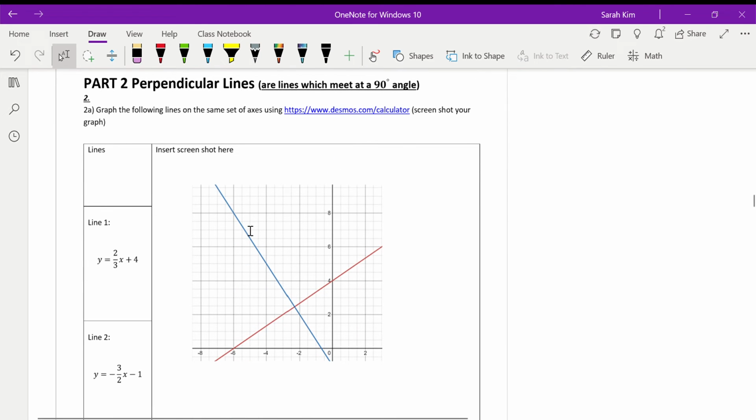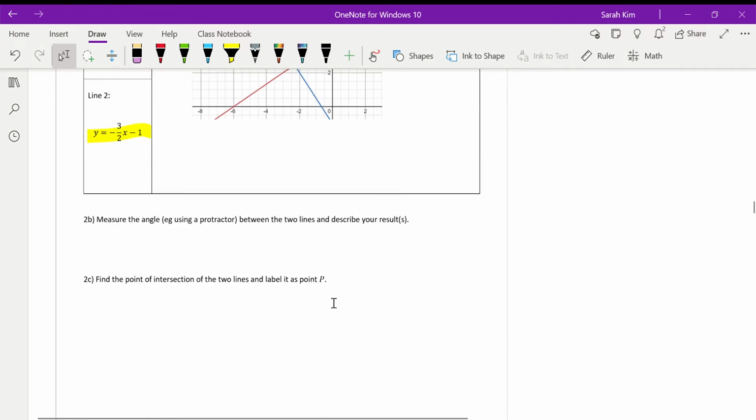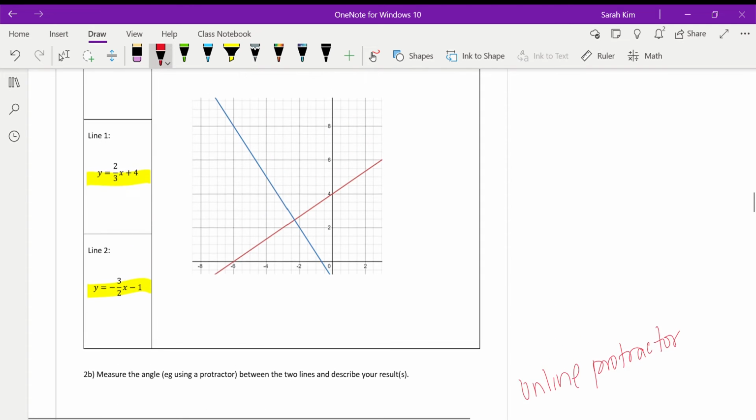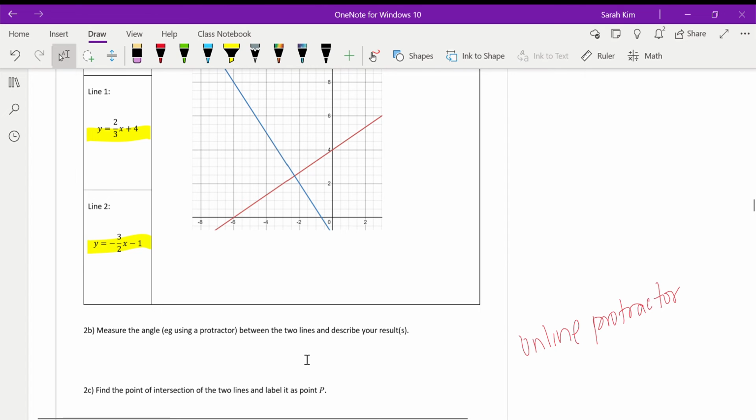Part 2, I've already done an example for you. You need to graph these and get a screenshot. You can use an online protractor, so Google online protractor. You can use a real protractor if you want. See if you can figure it out. If you're struggling, let me know, email me and we can figure it out.